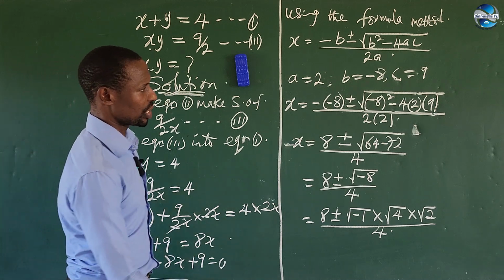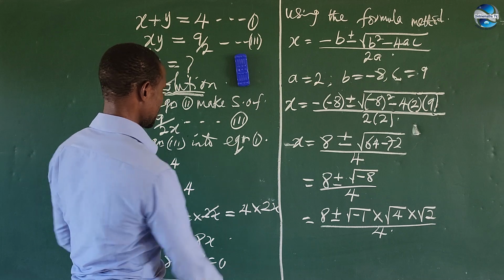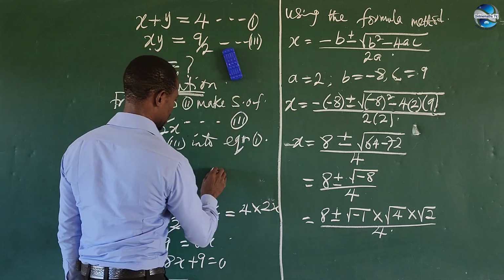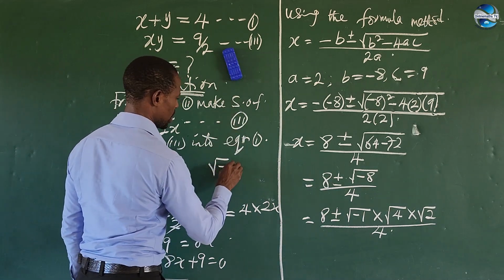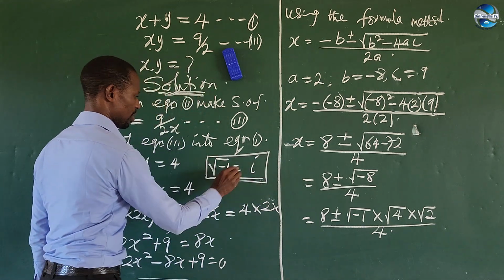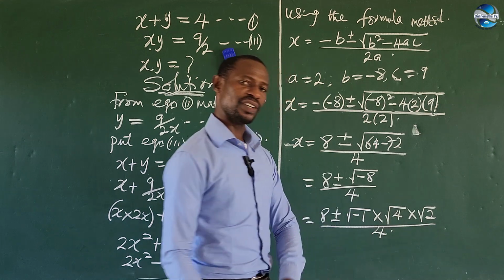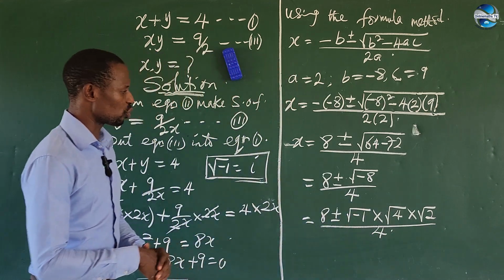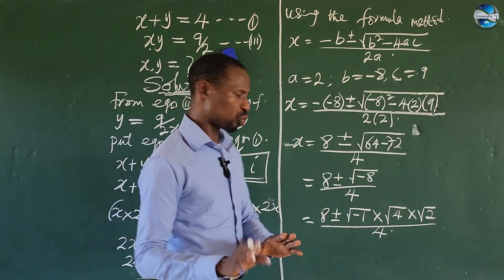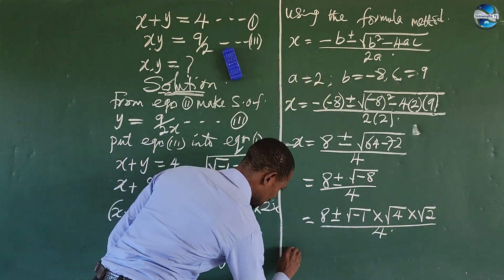Now, we know that the square root of minus 1 is equal to iota, right? Recall that the square root of minus 1 is equal to iota. We know this, right? Okay, so if we are acquainted with this, we can bring in iota here, and this is a perfect square. So the square root of 4 automatically will give us 2. So we can rewrite the whole of this expression here to give us our x.